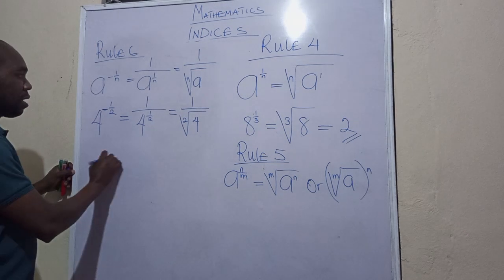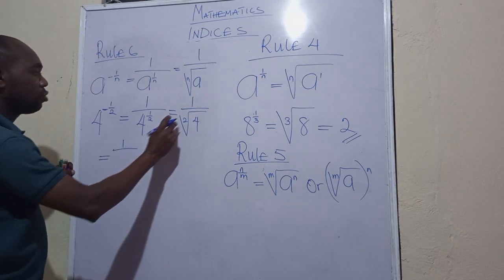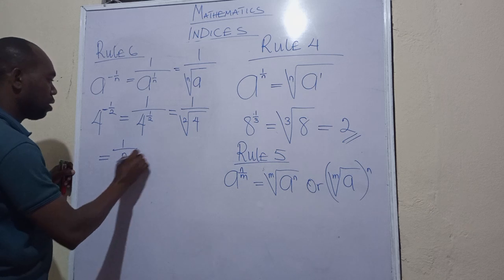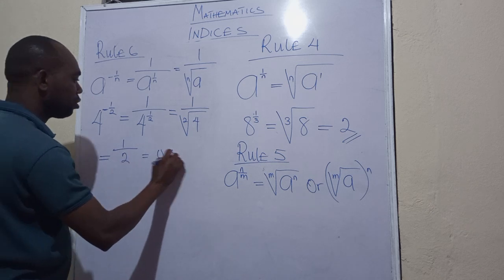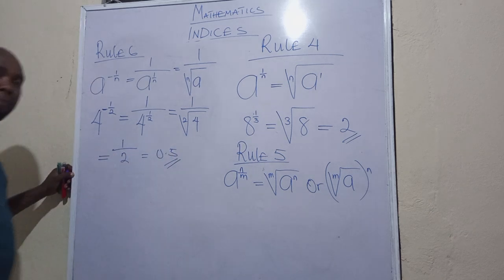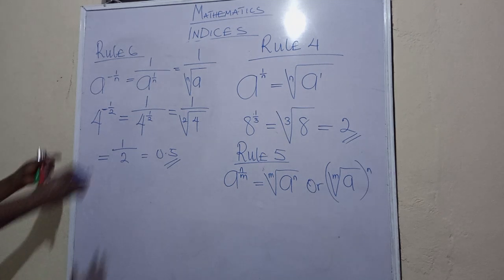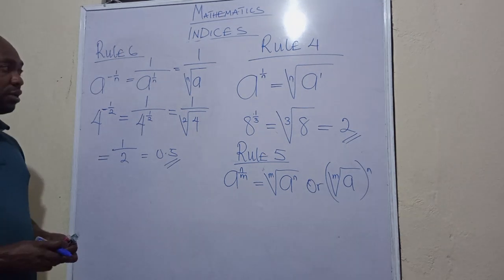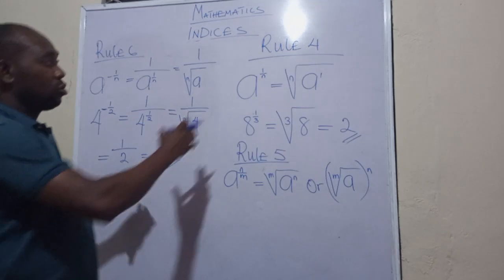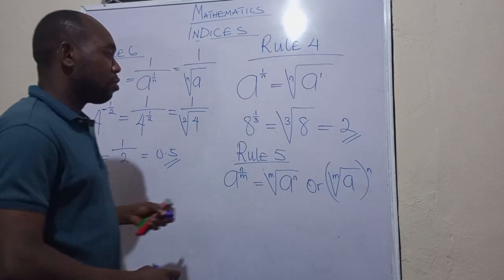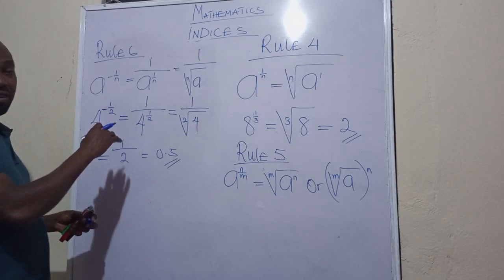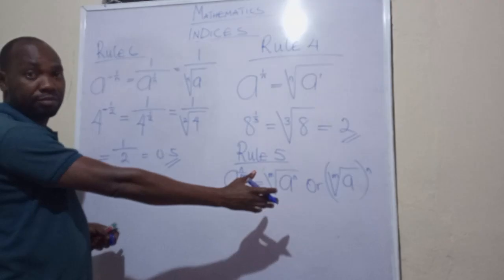And we will now have 1 all over the 2 root 4, which is 2. And the answer will be what? 0.5. So I want you to look at the expression. It relates to rule 4 and also relates to rule 3 and even rule 5.